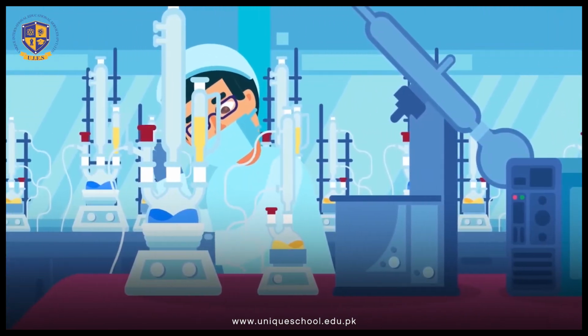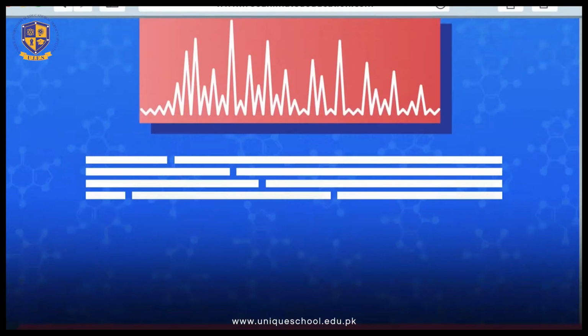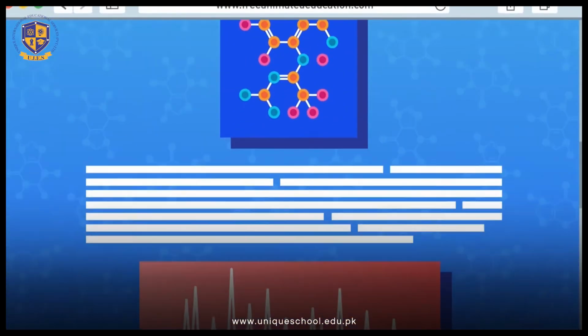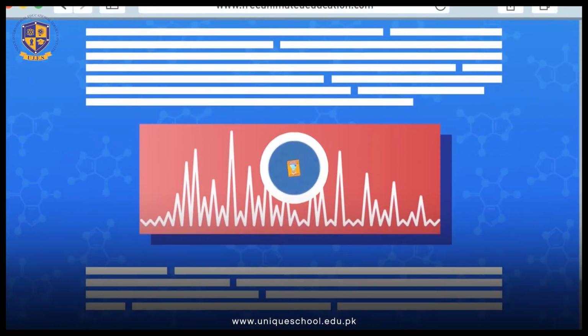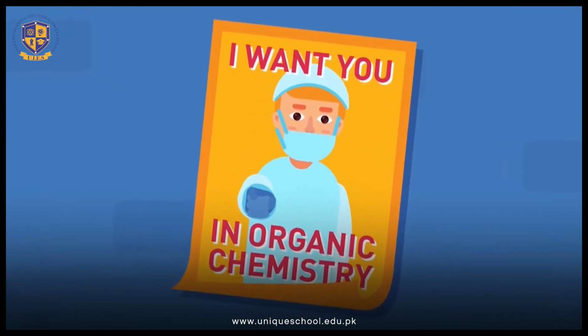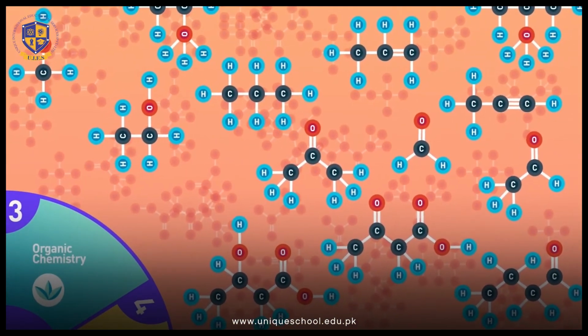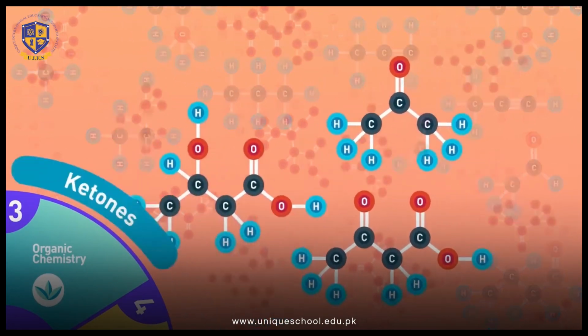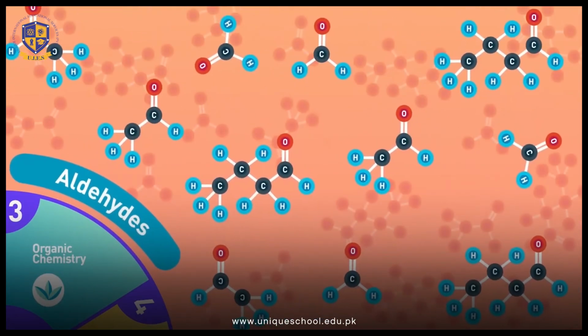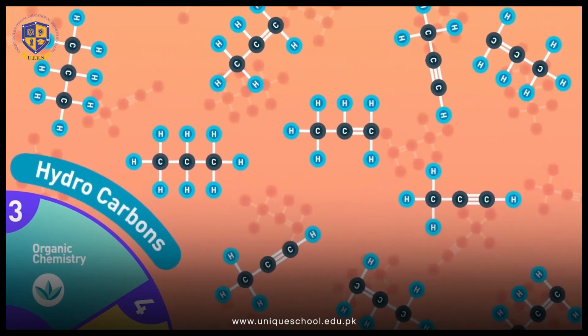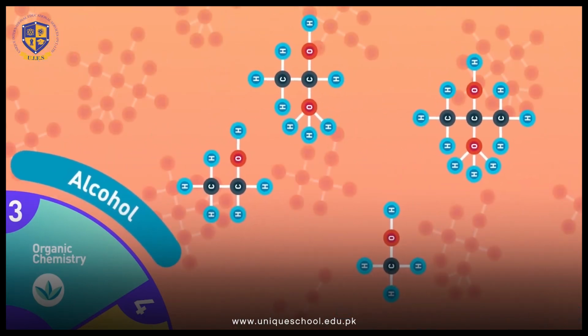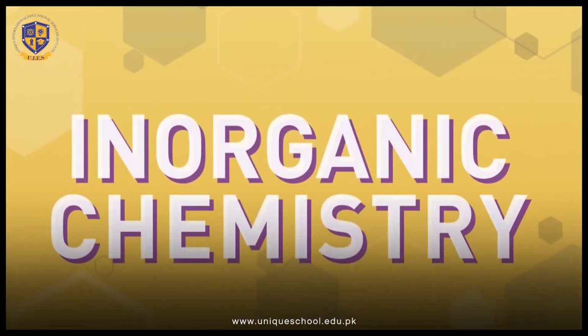They devise experimental methods to isolate or synthesize new materials and study their properties. Would you like to be an organic chemist in the future? The branches of organic chemistry involve many different disciplines, including the study of ketones, aldehydes, hydrocarbons, and alcohols.